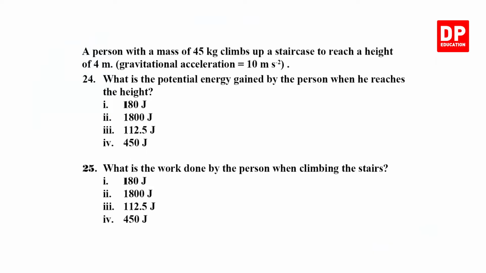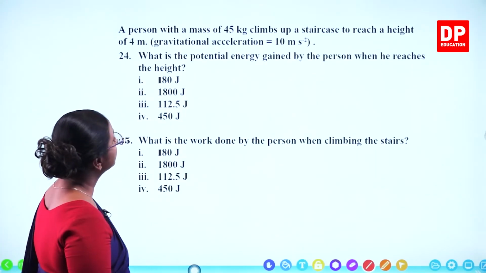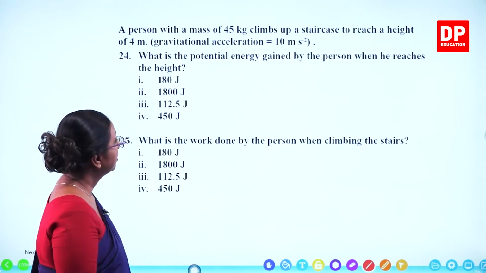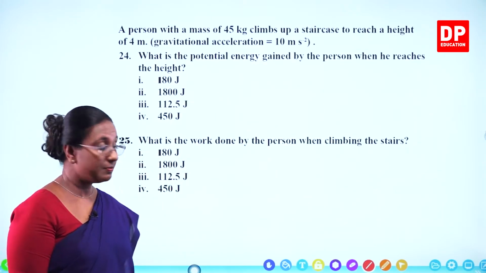A person with a mass of 45 kilogram climbs up a staircase to reach a height of 4 meters. And the gravitational acceleration is given to us as 10 meters per second square. What is the potential energy gained by the person when he reaches the height? So there again we have looked at similar examples.